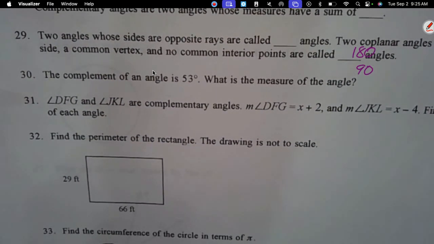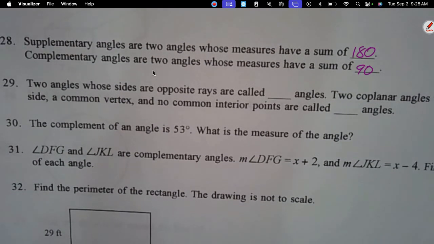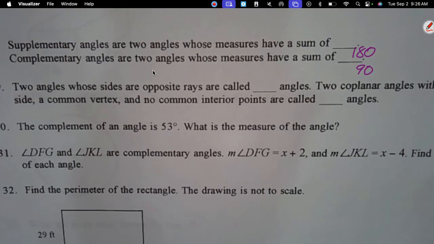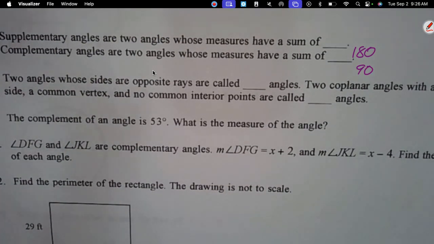Number 29 says, oh, was everybody done with that one? It was 180 and 90. Two angles whose sides are opposite rays. What are they called? Well, they would look like this. If you had two angles whose sides are opposite rays, what are those? Vertical. Okay, so it's vertical angles.